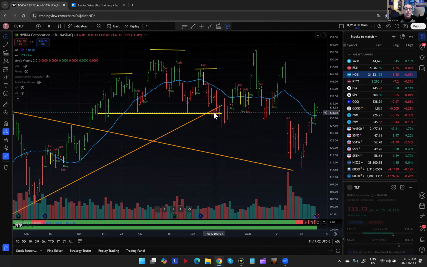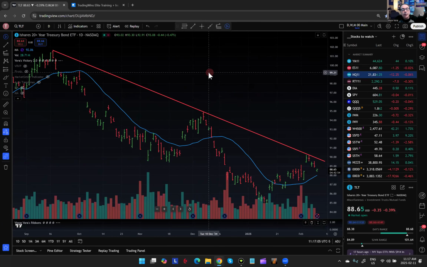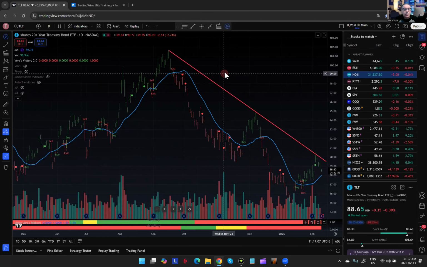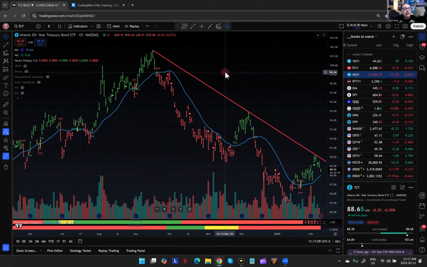TLT, great symbol. We don't often talk about bonds, or we don't talk about bonds enough. This is the ETF for the 20-year Treasury. And as you can see, it's been dropping. I drew a line here across the recent pivot highs. If you look on the daily chart, when this crossed the 20, it came back to retest it and held, and then took out this high. So at that point, we could say, hey, we've bottomed on the daily, we're moving higher.